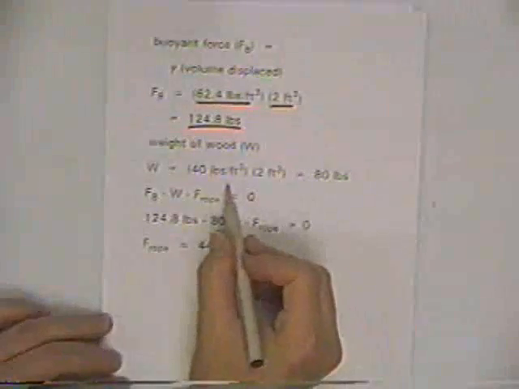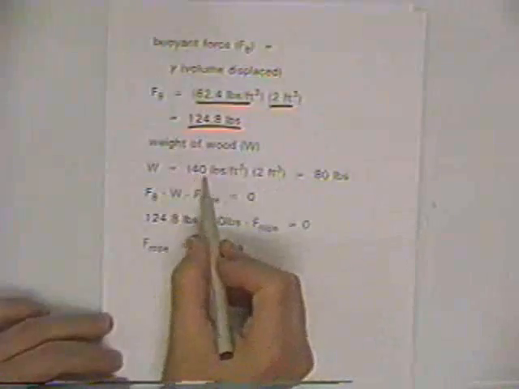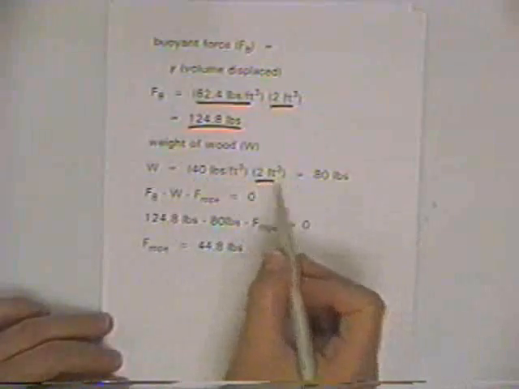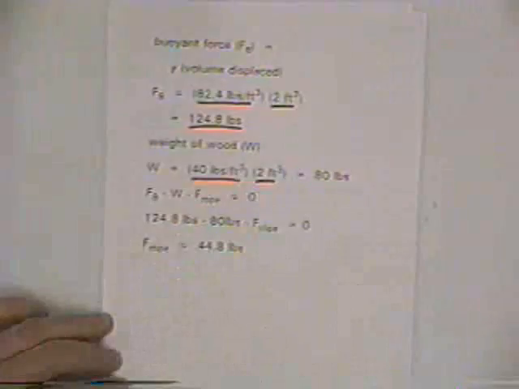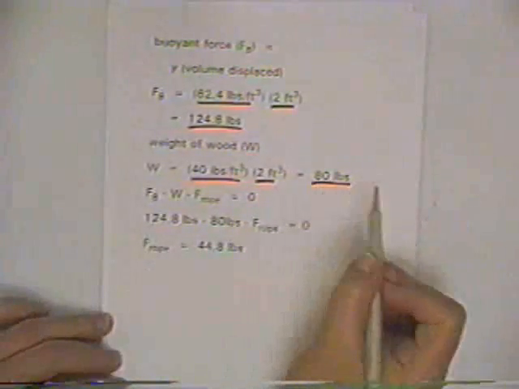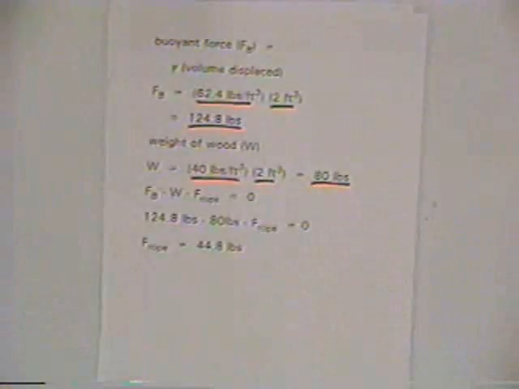And then to go ahead and solve the problem, we can do a force balance of all the forces, because we also have the weight of the wood. And so the wood has a volume of 2 cubic feet. It has a unit weight of 40 pounds per cubic foot, so gravity is acting on the wood to the tune of 80 pounds. And then the other force is the rope, and we don't know that.